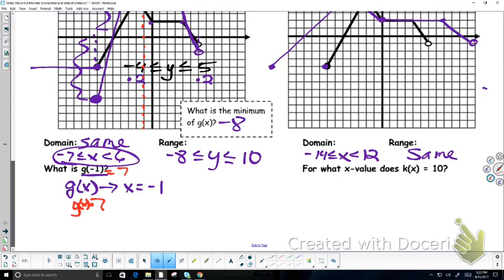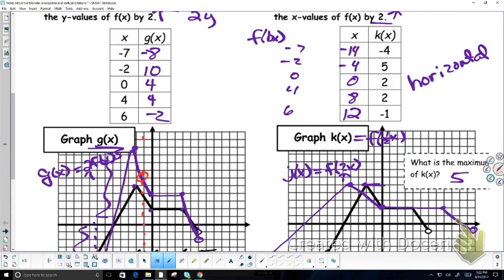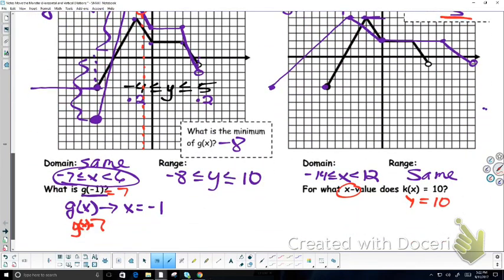In this case, once again, k of x equals 10. Remember, this is the same thing as y equals 10. So find the x value where y equals 10. Well, you might remember that, first of all, our maximum's a 5. So if I go up here, 1, 2, 3, 4, 5. If I go up here, the graph never touches that. So the graph doesn't exist there. So the answer to this would be it does not exist.